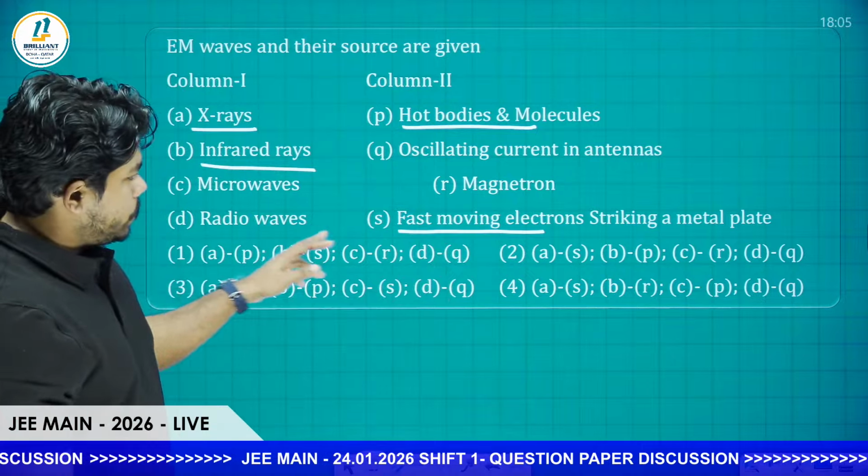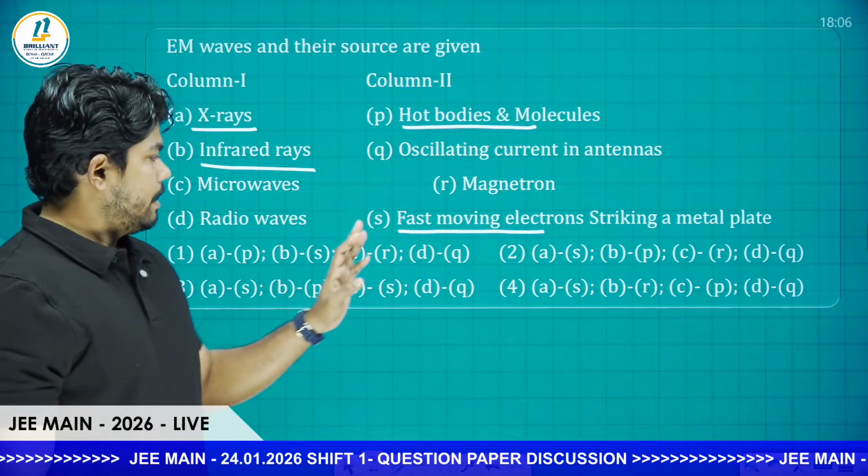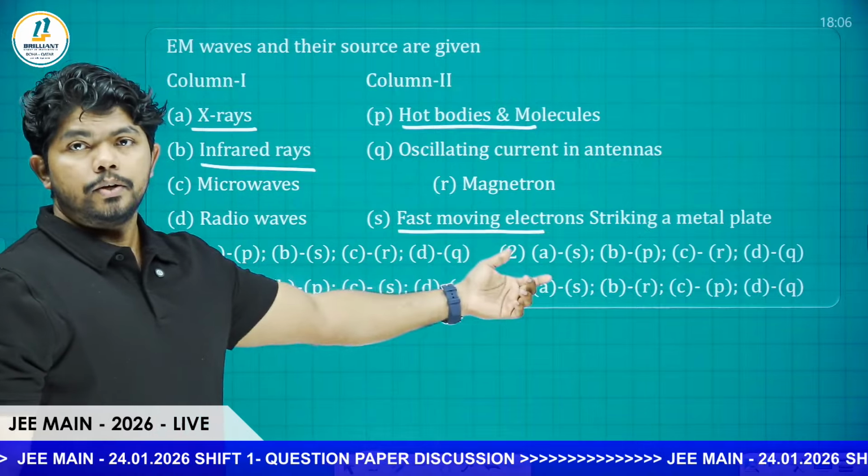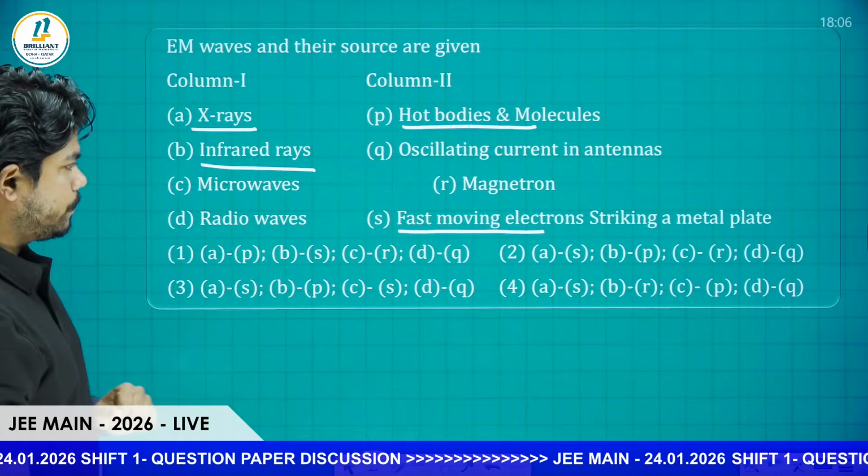So we are eliminating 2, 1 and 4. We have to only look for 3 and 2.